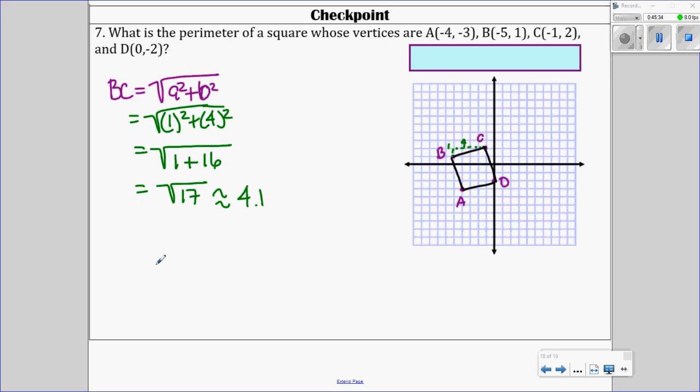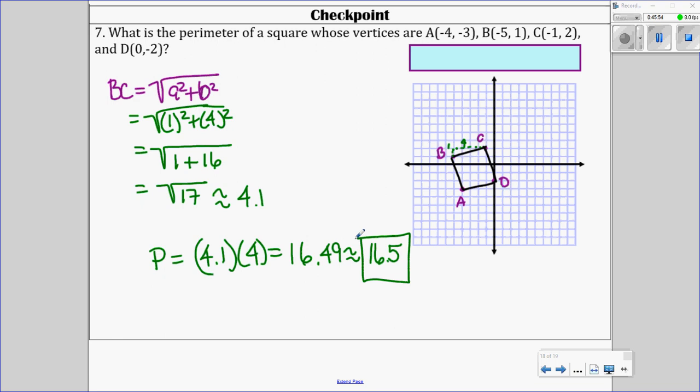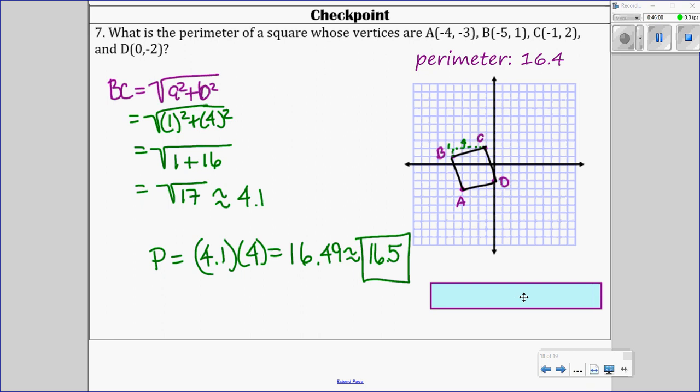Since I'm looking for the perimeter of the square, I'm going to multiply it by 4, since all sides should be the same, and it gives me 16.49, so approximately 16.5 as my answer. Well, it says 16.4, but I rounded based on this number. So if you had this or you had that, depending on your approximation, that's fine.